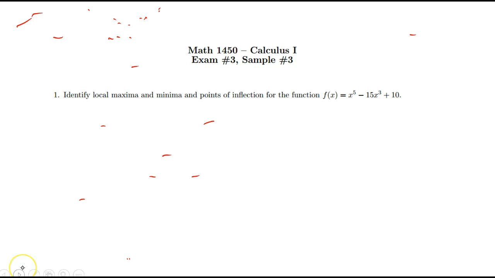All right, exam 3, sample 3, coming up. Sorry, I had to erase some of this and do it again. Identify the local max and min of this function.